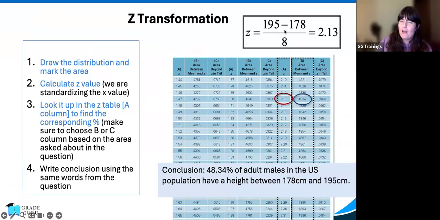So you do your formula and you get a z-value of 2.13. You have a look in all your A columns until you end up with your 2.13. This time, instead of choosing the C column, we're going to choose the B column because it's the area between the mean and the z-value, which you can see visually. So your final answer is that 48.34% of adult males in this population have a height between 178 and 195.